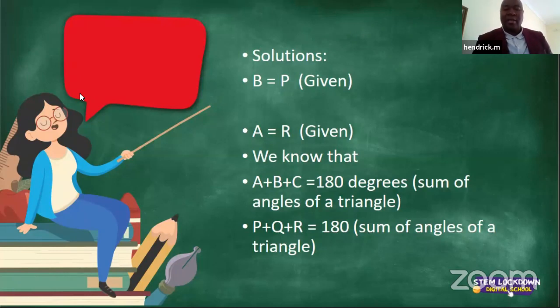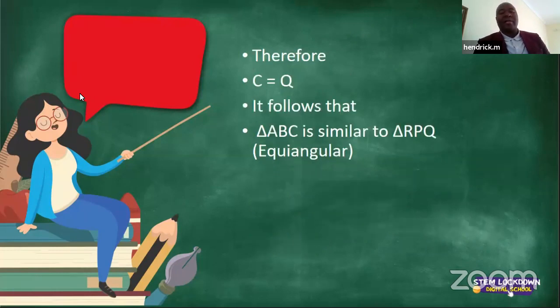And of course, the conclusion that you can make is that therefore C is equal to Q, then it follows that triangle ABC is similar to triangle RPQ. The reason being they are equiangular. You can see that in the bracket. So we have now proved that triangle ABC is similar to triangle RPQ. Let's go to the next one.